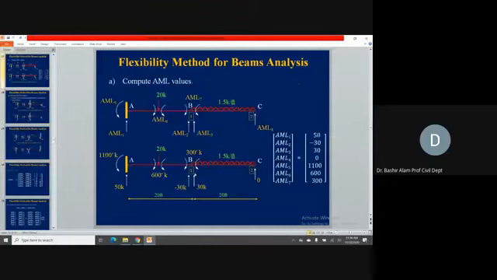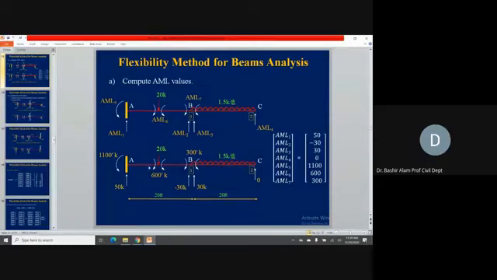After that, we can write those on the structure. The structure is fully analyzed, and then looking at the loading diagram and these shear forces and bending moments, we can very easily draw the shear force and bending moment diagrams. Now compute AML values here. Now you can see AML values. This is now the basic determinate structure under the actual applied loads, 1.5 kip per foot and 20 kip.